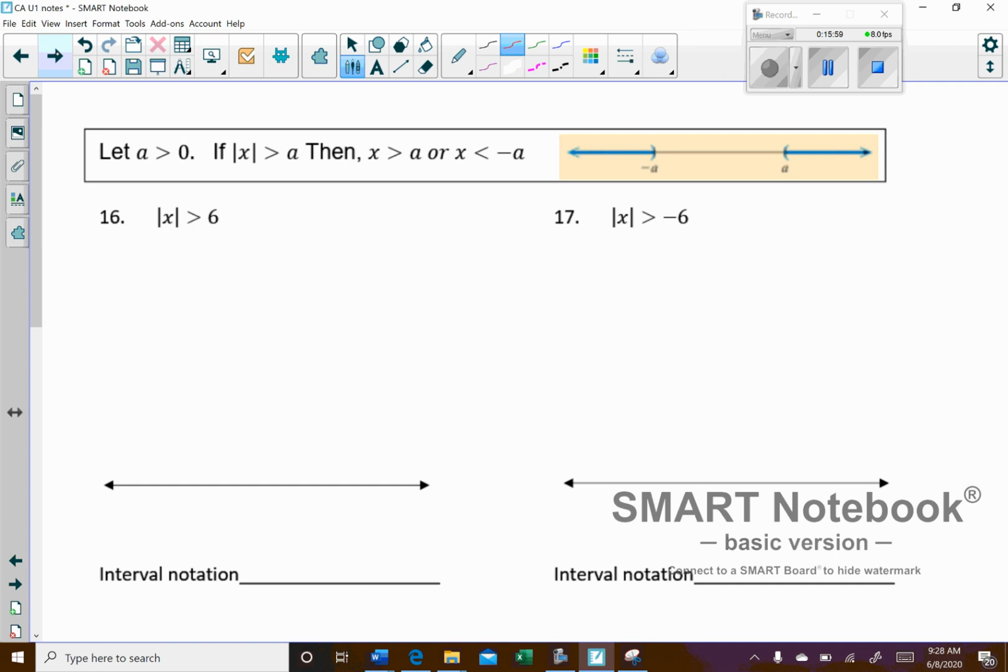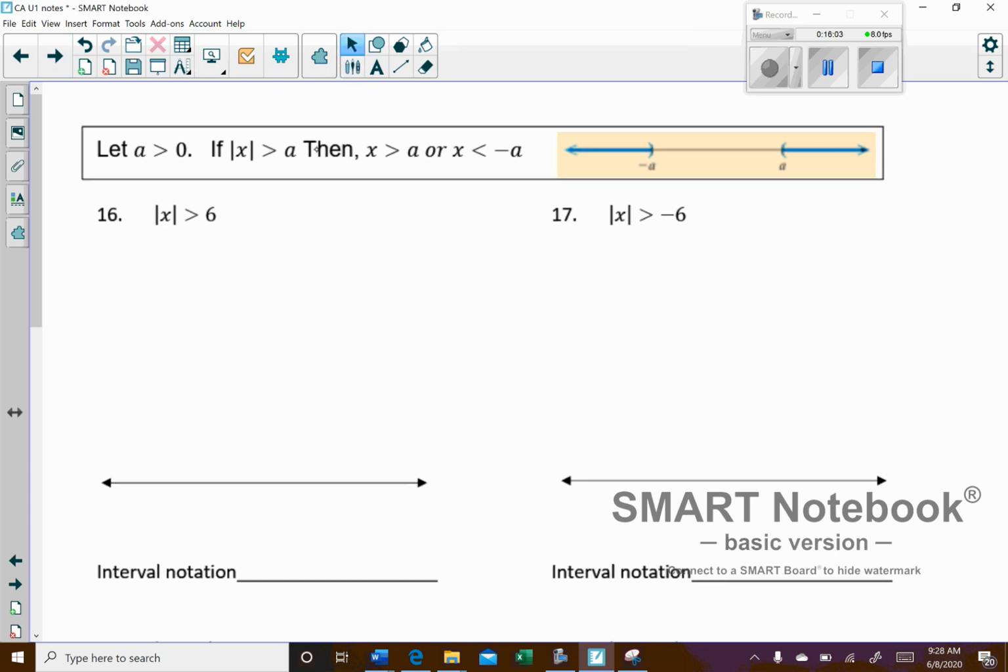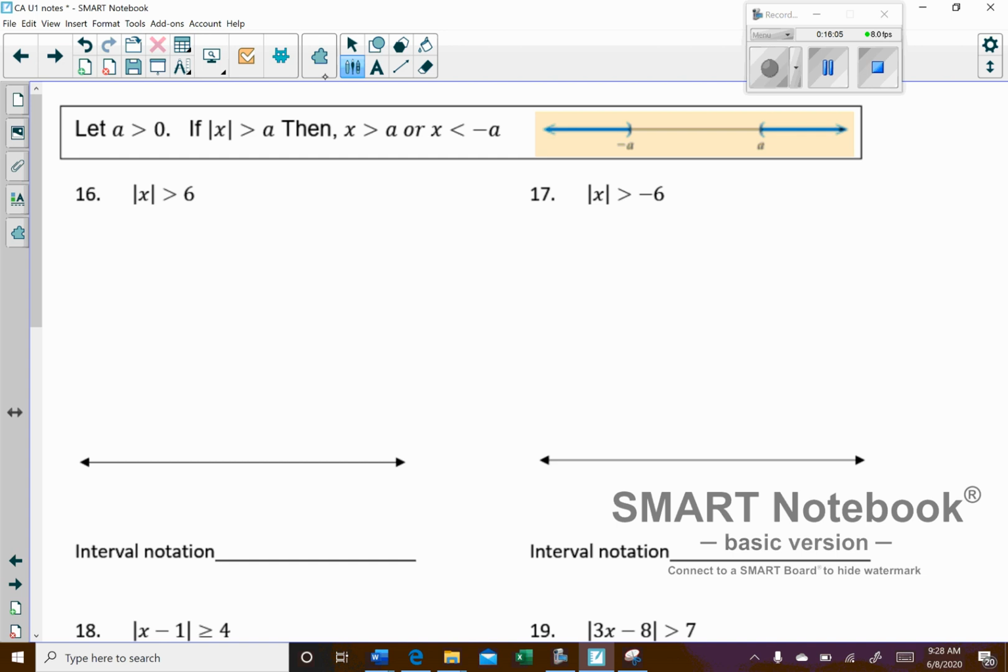Okay, so here we are. Right here it says, let A be greater than 0. Once again, they're saying let that A value be greater than 0, and if it's not, then we're dealing with some type of special case. Then this is the result: if the absolute value needs to be at least however many units from 0, then x is greater than A, or x is less than -A. Okay, and then here's a visual of it.